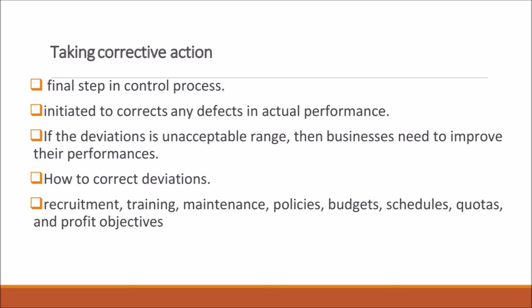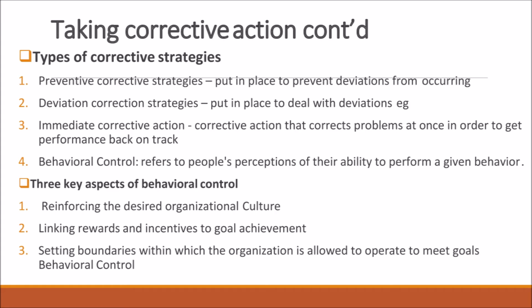Okay. Now, there are various types of corrective strategy. You can use the preventive strategy. This one you put in place before the deviation occurs. So all those types, you can find out which one falls into which strategy. So for example, if you look at preventive, you can look at recruitment. So you make sure that you recruit people who fit in. You can also use the deviation correction strategy. This one is when the deviation comes. What do you do? You deal with it.